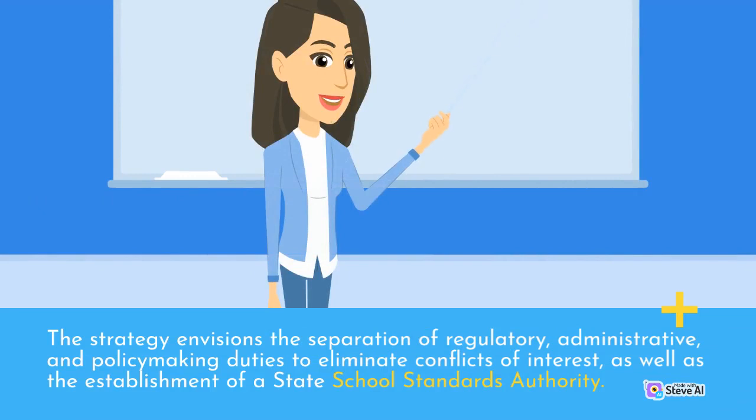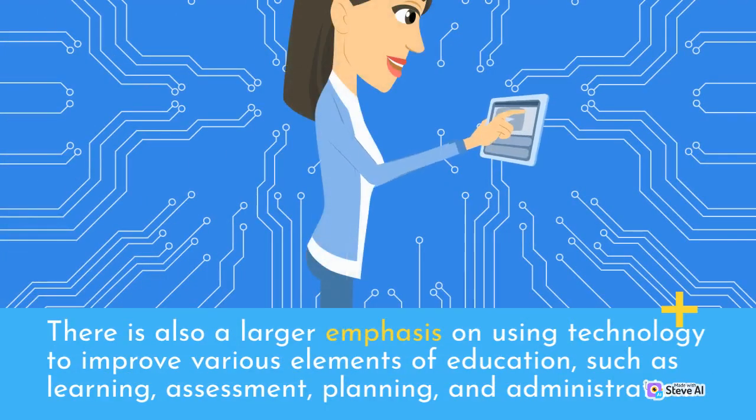The strategy envisions the separation of regulatory, administrative, and policy-making duties to eliminate conflicts of interest, as well as the establishment of the State School Standards Authority. There is also a larger emphasis on using technology to improve various elements of education, such as learning, assessment, planning, and administration.